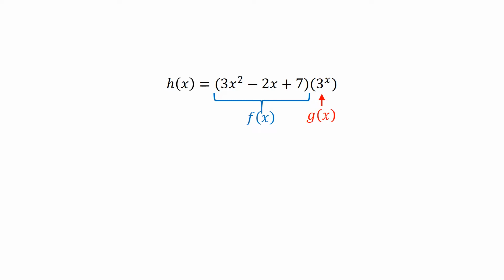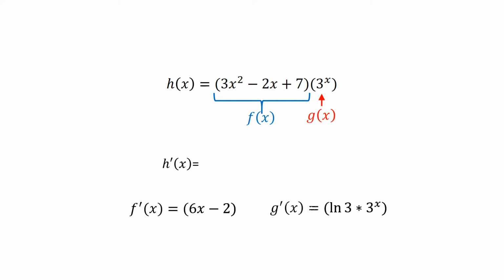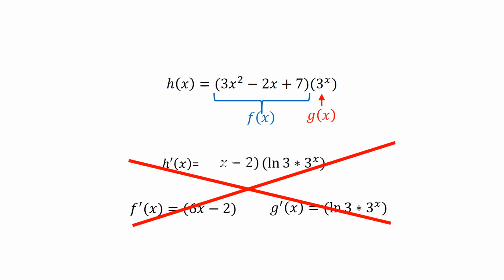Before you learned about the product rule, if you had seen something like this and you were asked to compute the derivative function h prime of x, your instinct would be to compute the derivative of f and then the derivative of g and then multiply these derivatives. But, as you learned, this wouldn't be correct.